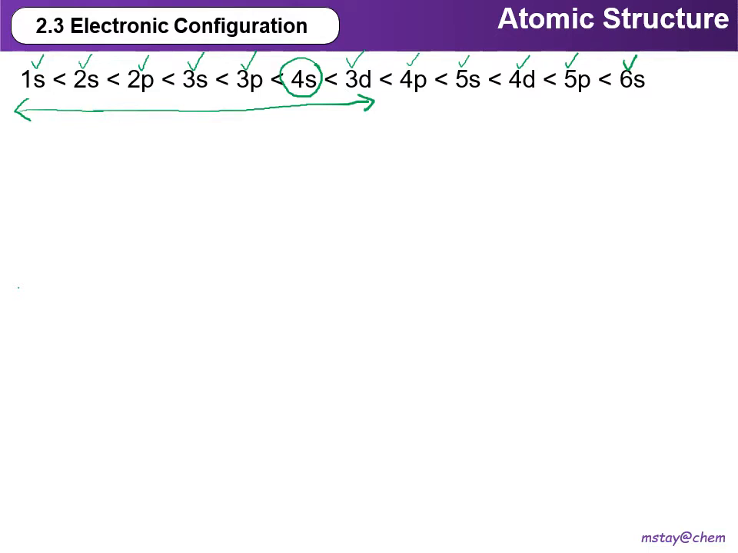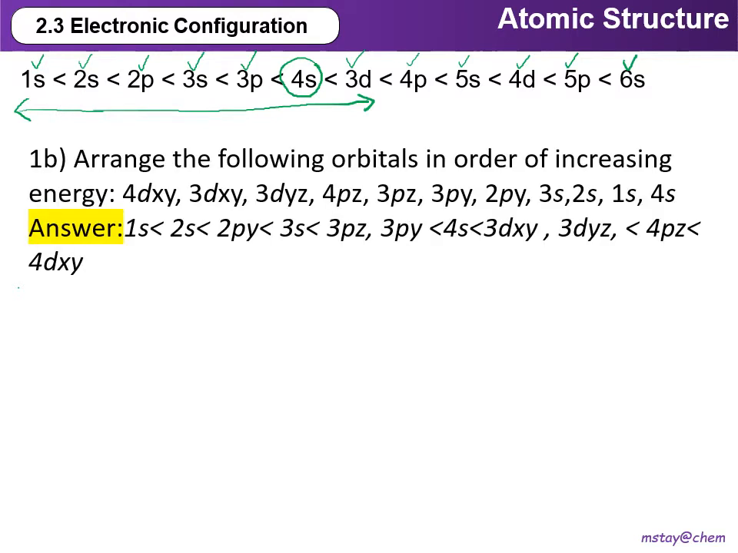So basically it's quite easy. 1s, 2s, 2p, 3s, 3p, after 3p is 4s, then only 3d. Okay, so now let's check the question, tutorial question number 1b. Arrange the following orbitals in order of increasing energy.